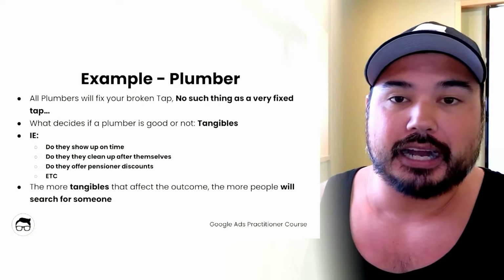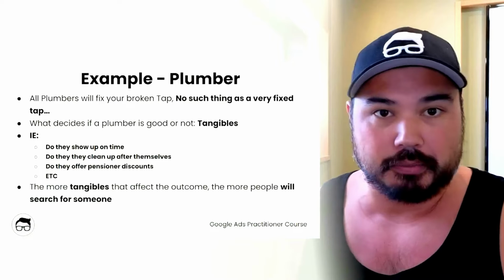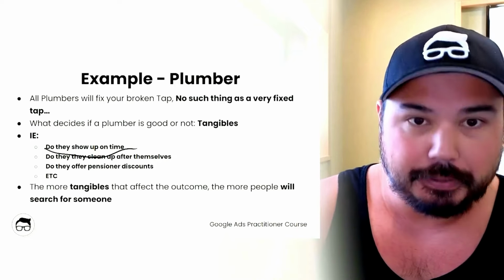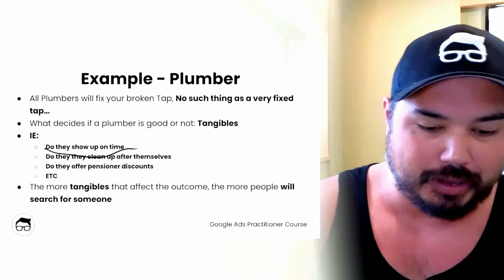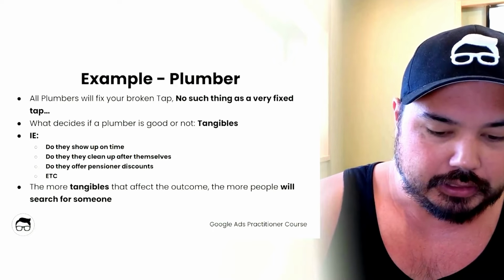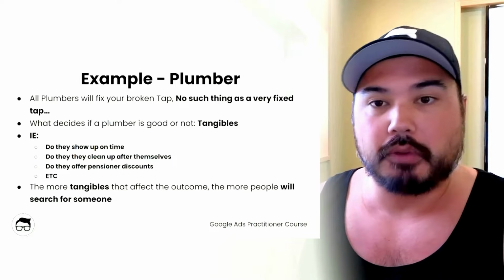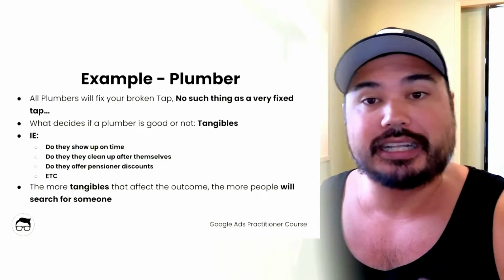If a plumber comes and gives a cookie to a client, they're not going to pay him any extra. They're not going to make any more money. So the tangibles are things like, do they show up on time? Do they clean up after themselves? Do they get pensioner discounts? Things like that. They're physical tangibles, right? Because they can qualify it. They can go, if I show up on time to this person's home, will I make more money? Yes, because if I show up, then I can do the job, which leads to a direct ROI.